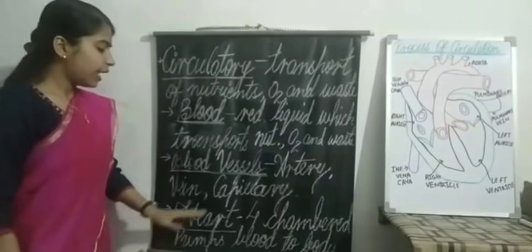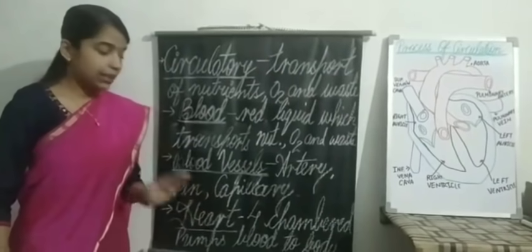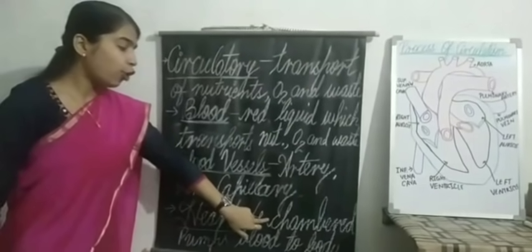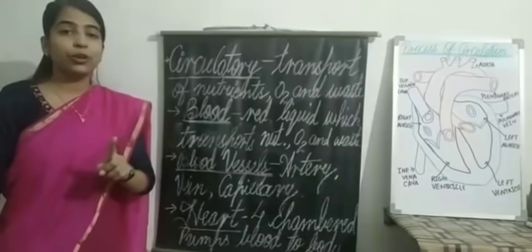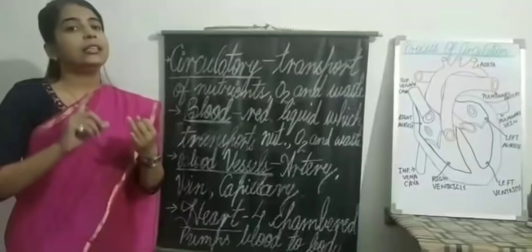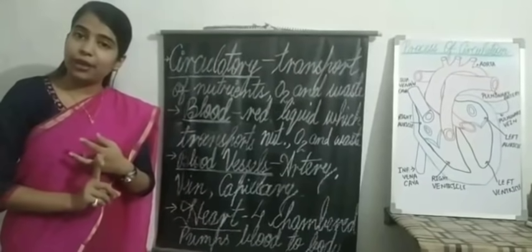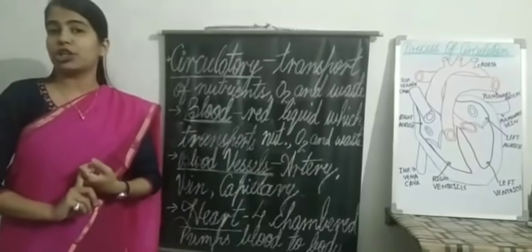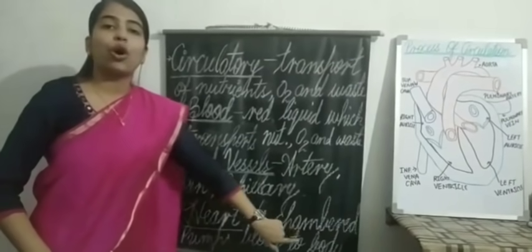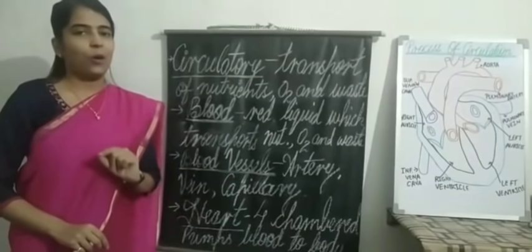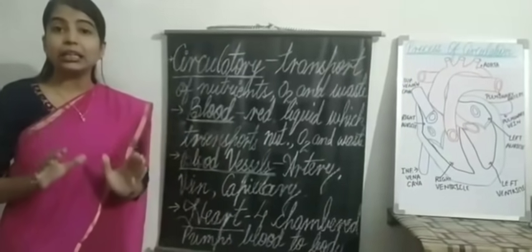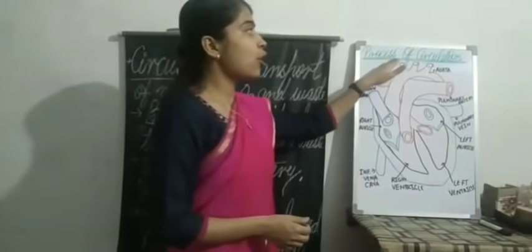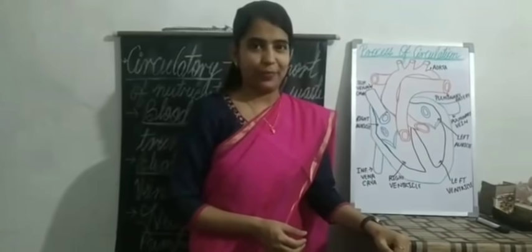Next, we had also learned about the heart. The heart is the size of your fist, and it is 4-chambered. We had learned about the 4 chambers. What were those? The left auricle, the right auricle, the left ventricle and the right ventricle. Also, we had learned that the main function of the heart is to pump the blood to all the body parts. Now, this was all we had learned till now. Now, I will explain to you the process of circulation in your body.